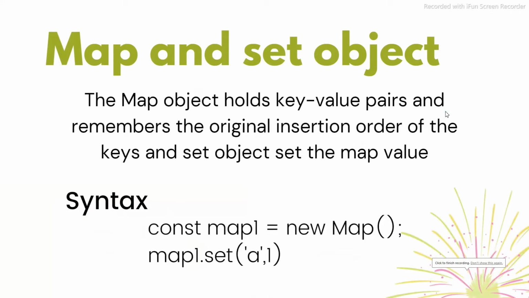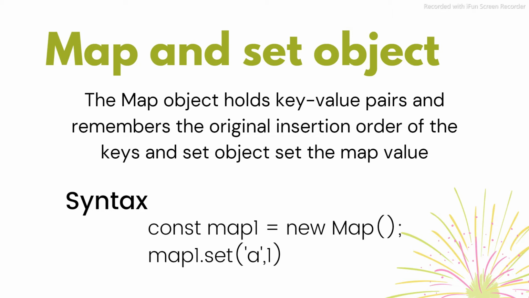Well, now I am going to discuss the map and set objects. Using the map we can create an object, and we can do a lot of things with it. Using set we can add properties and values to the map. And we have get, delete, and size. We have a lot of things to do with maps.